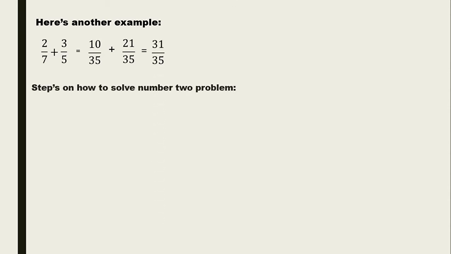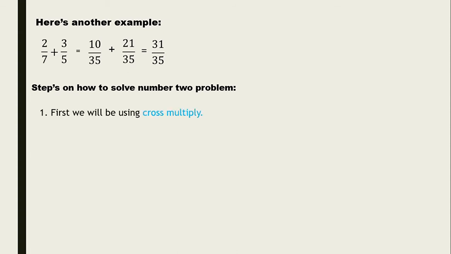Let me show you another example. 2 over 7 plus 3 over 5. So the answer is 10 over 35. Wait, not yet done. Plus 21 over 35. And the answer will be 31 out of 35. So let me first explain how to solve the number 2 problem.